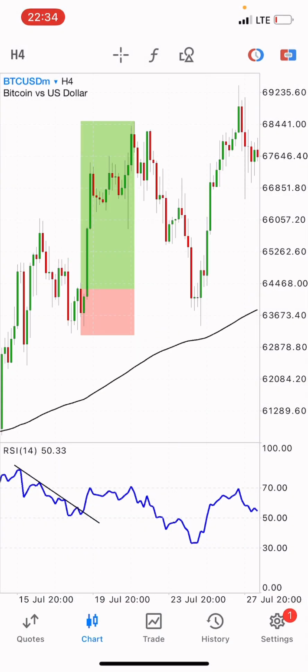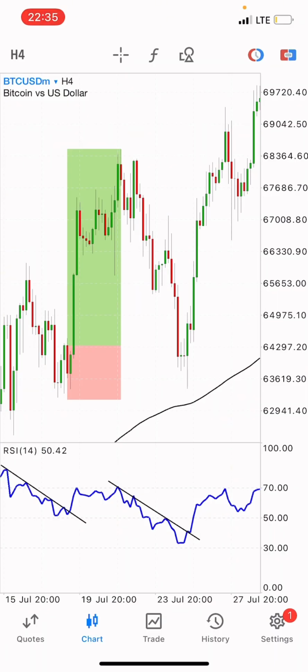So this is what price would have given you if you took the trade from that spot. Now I'll give you another example for the buys on this same chart. So this was another example here.